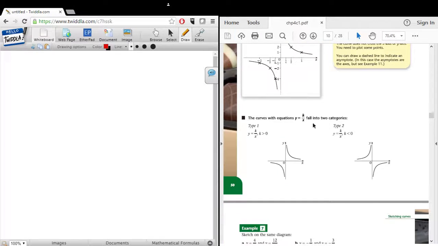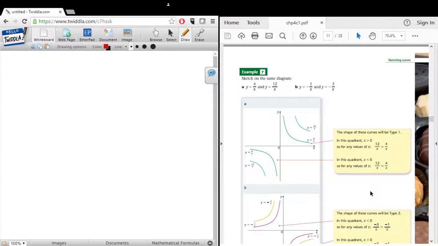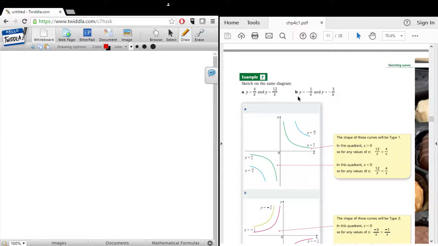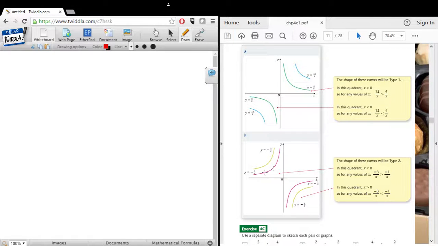The curves with the equation y equals k over x fall into two categories, okay? If k is greater than 0, then you have this particular curve category, and if k is less than 0, you have this particular curve category, okay? And then they go on to give you the examples here. So for positive, positive, right? And then you can see that it lands in this particular situation, like so. And then you've got B, negative, negative, and so you can see this particular situation here.